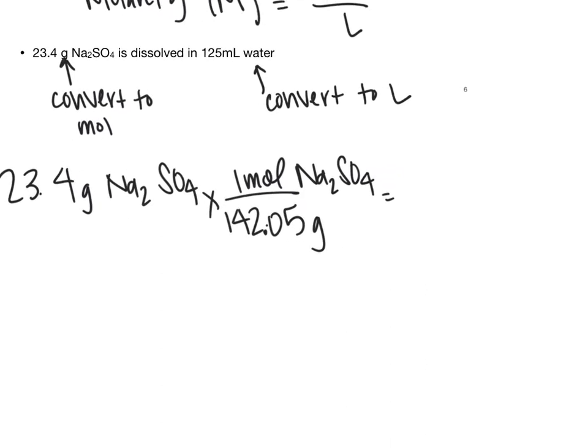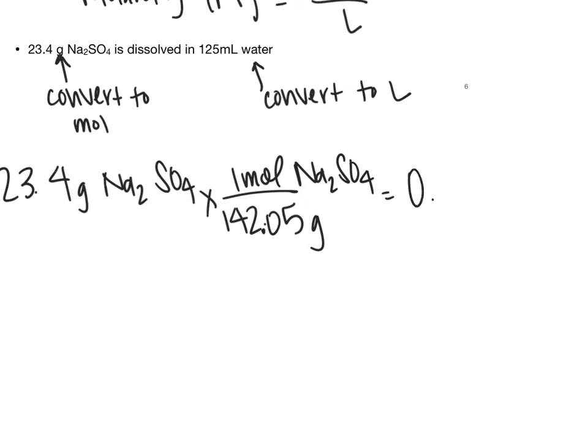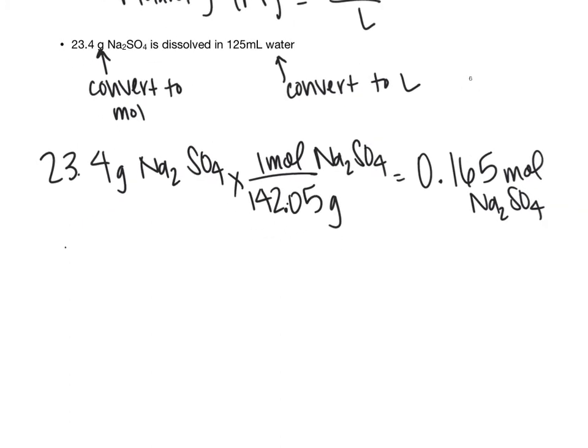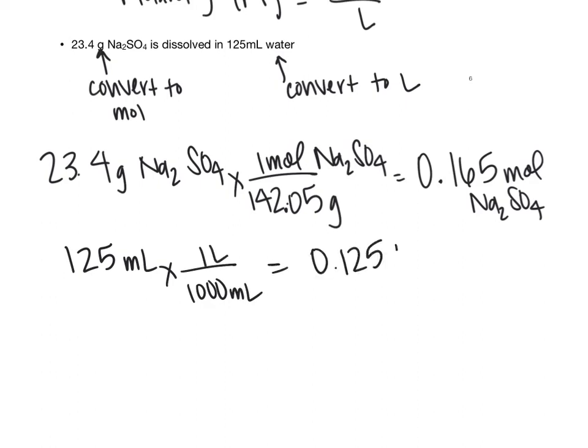When we plug this in our calculator, we get 0.165 moles of sodium sulfate. Okay, so now we need to convert to liters. So we're going to take our 125 milliliters. There are 1,000 milliliters in 1 liter, and that gives us 0.125 liters.